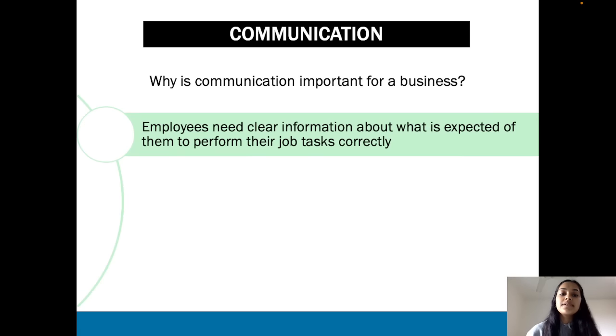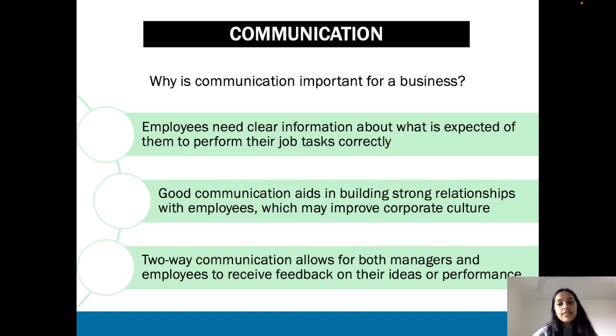All right, so why is communication important for a business? Employees need clear information about what is expected of them in order to perform their tasks correctly. If communication is clear, employees understand what is expected of them, and so they're able to complete their duties and roles correctly, and there are no mistakes being made. Good communication also helps build strong relationships with employees, which can help improve corporate culture. If employees understand what's expected of them, they're not making mistakes, they're able to perform their tasks better, they might be more productive, and therefore that promotes stronger relationships with management. Also, two-way communication allows both managers and employees to receive feedback on their ideas or performance, and so allows both parties to understand where they can improve.